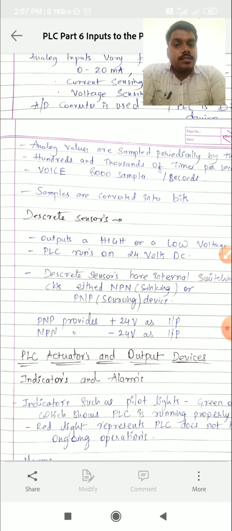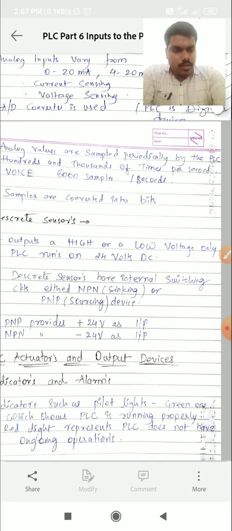So discrete sensors have internal switching, right? It has switches like NPN switches and PNP switches. A sensor is actually divided into two types, either NPN or PNP. Let's say PNP. A PNP switching device means the sensor type is PNP type. In the sensor there will be switching, right? So a PNP type sensor is used.